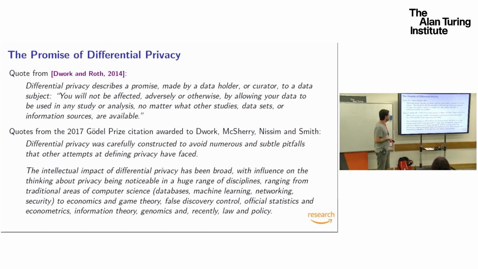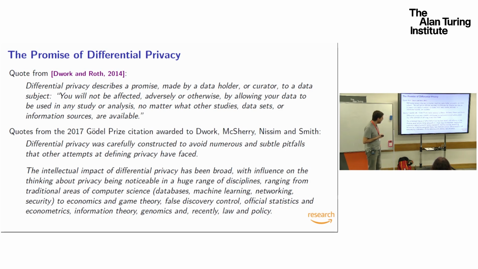Differential privacy got a big award last year. The Gödel Prize for 2017 went to Dwork, McSherry, Nissim, and Smith for the original paper on differential privacy. And here are another two interesting quotes from the citation of the prize. One is kind of encouraging, right? Differential privacy was carefully constructed to avoid numerous and subtle pitfalls that other attempts at defining privacy have faced. So that's encouraging. It might solve these problems that we see that anonymization tends to have.